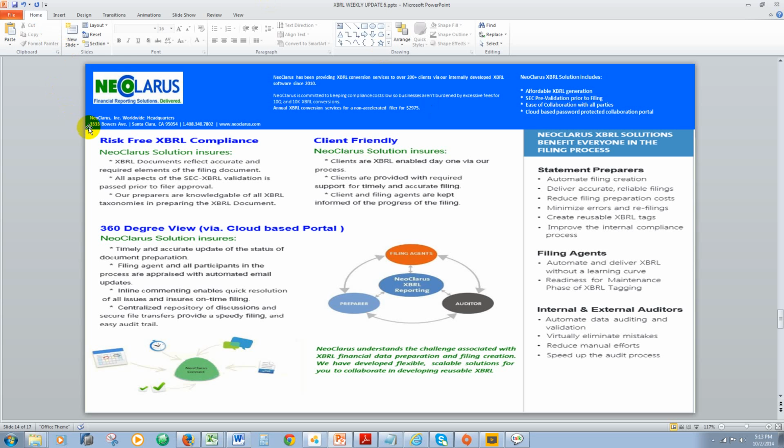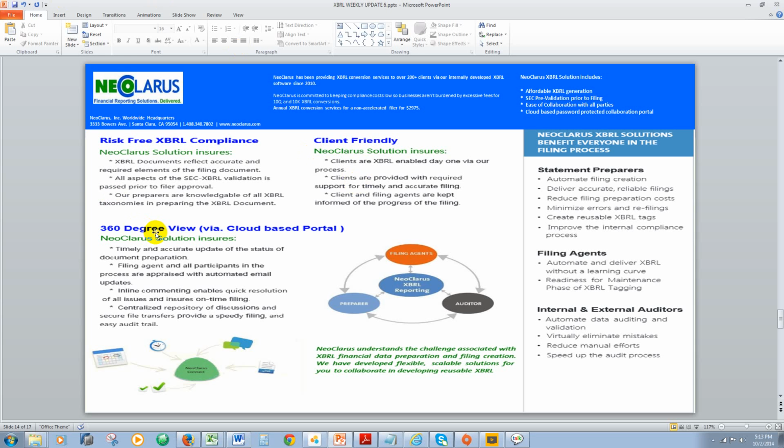So we also provide risk-free XBRL compliance. The NeoClarus XBRL software ensures completeness, comparability and accuracy of XBRL interactive data by performing all aspects of XBRL validations, and we adopt the recommended best practices of interactive data modeling. And this is possible because we have a highly dedicated team of technology professionals and accountants, licensed CPAs and IFRS certified accountants, who are highly experienced in interactive data modeling.